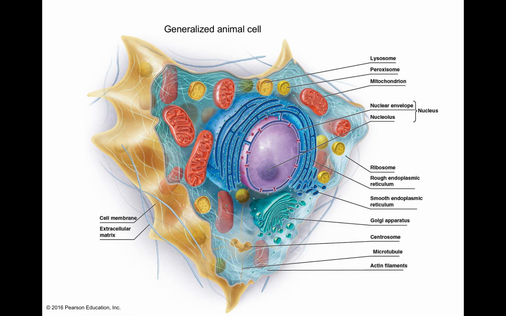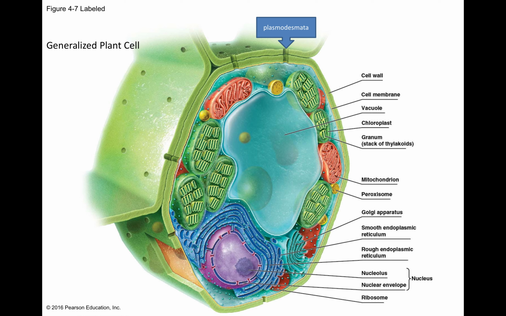And then there'll be hundreds of thousands of ribosomes and cytoskeletal elements that we'll talk about later also. And then a centrosome is a microtubule structure that is seen and plays an important role during mitosis, and we'll talk about that later.